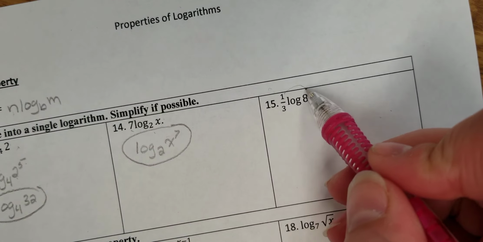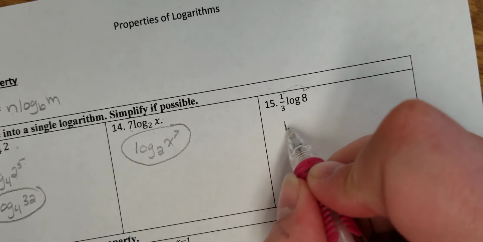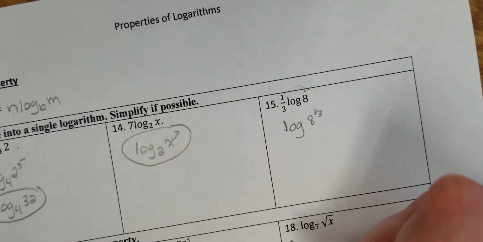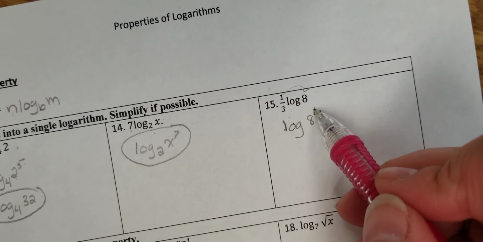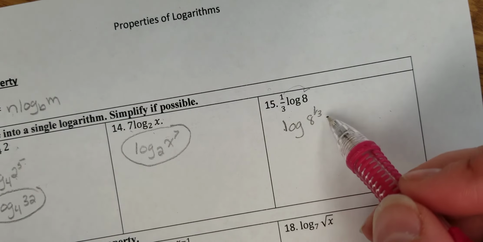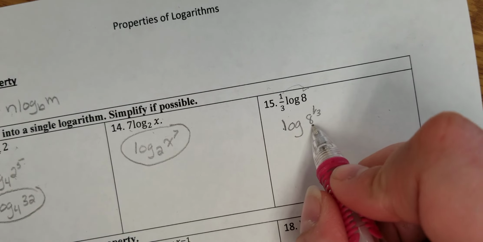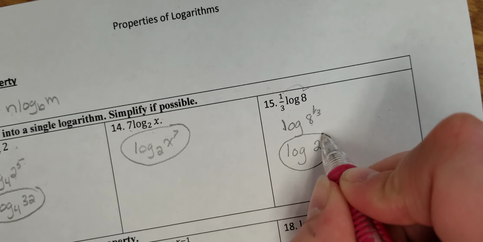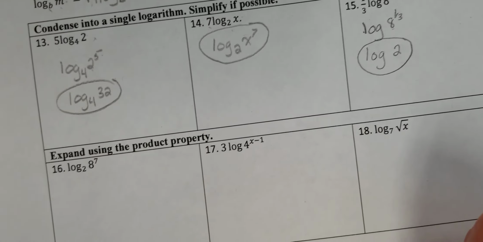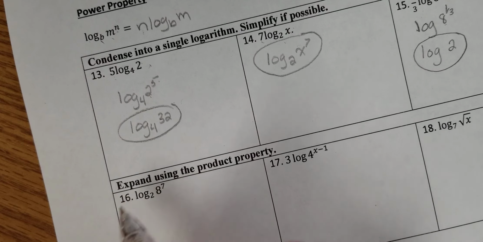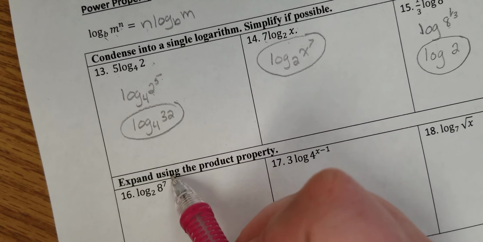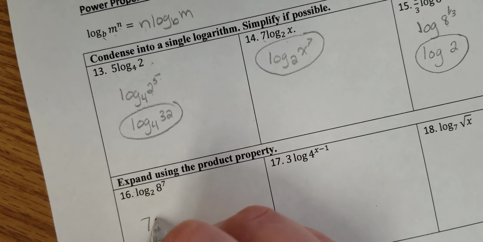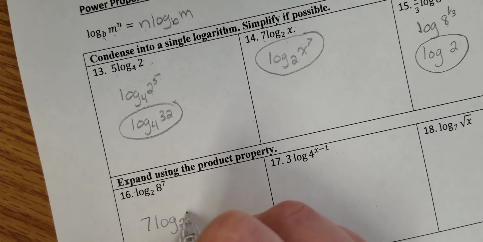And we have 1/3. Okay. So we have log of 8 to the 1/3 power. All right, so remember, we haven't covered fraction exponents yet, but 1/3 is the cube root exponent. So if we wanted, we could take the cube root of 8 so that we have log of 2 as our final answer. So now expanding that, we have log base 2 of 8 to the 7th power. The 7 becomes the coefficient in front of log. So it becomes 7 log base 2 of 8.